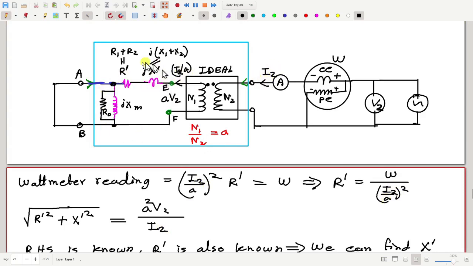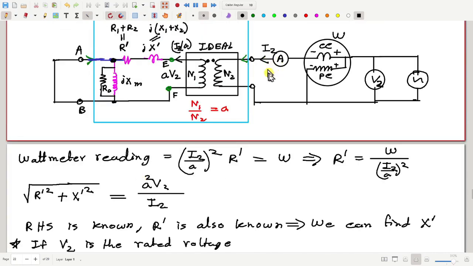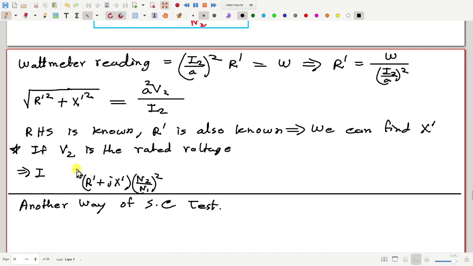So on the left side of the transformer, how much is the impedance? R prime plus jX prime. Now if I transform this to the secondary side, then the impedance will be R prime plus jX prime multiplied by (N2 by N1) whole square. So this quantity is the impedance seen from the secondary side. Therefore V2 divided by this will be the value of the current.